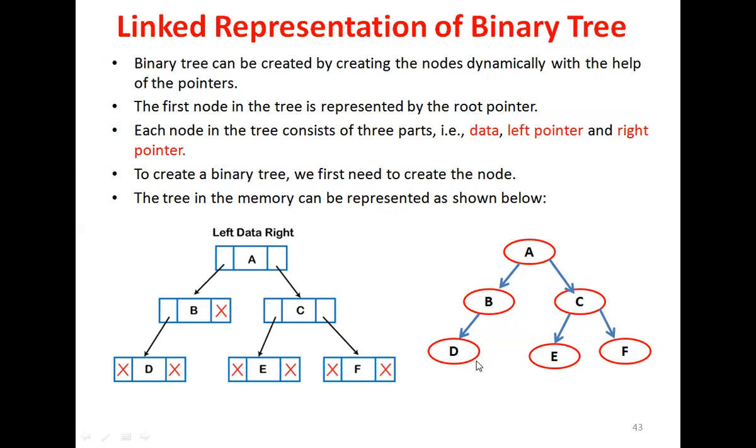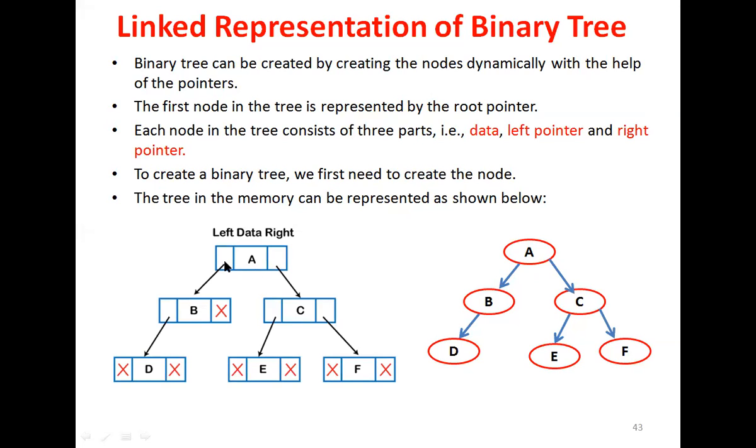So you can see how this tree is represented using linked list representation. Here you can see, this is a node. All the nodes are represented here: node A, node B, node C, node D, E, F. A, B, C, D, E are written here. Now all the nodes have three fields: data field, then left pointer field, right pointer field.